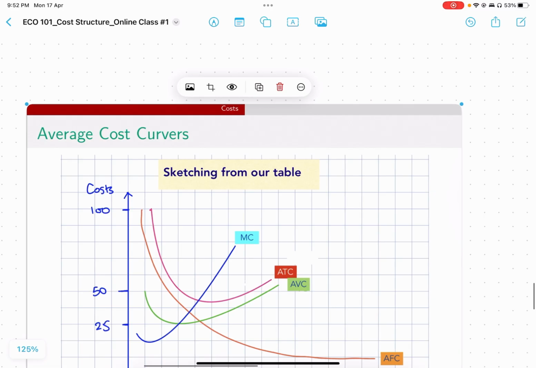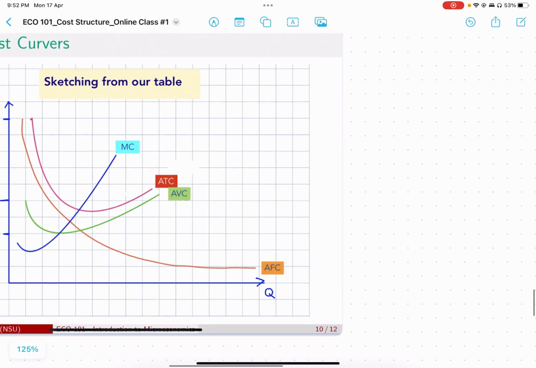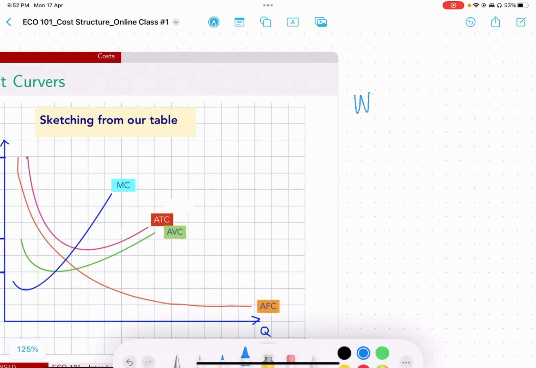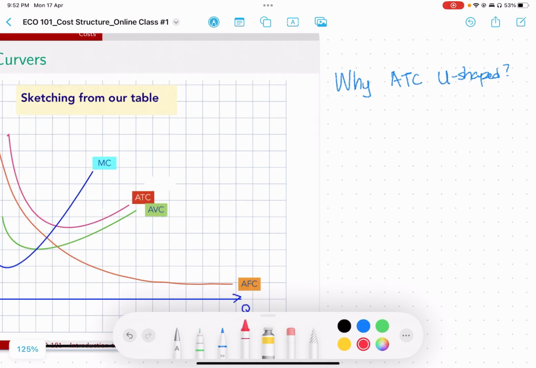The first question that I'm going to be addressing is, why is the ATC curve U-shaped? Let me just write down our question. Why ATC U-shaped? All right. And the main thing is, let's first write down the formula for ATC. Remember, average total cost is nothing but average fixed cost plus average variable cost. So what's key here is that it's made up of two different components.